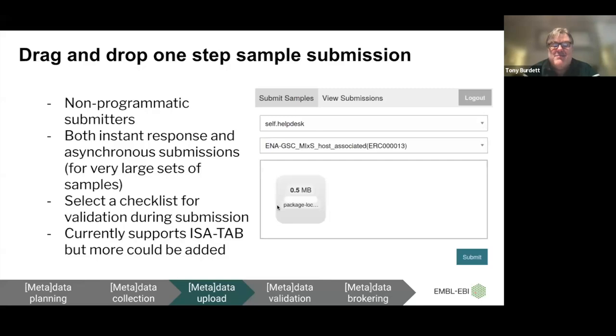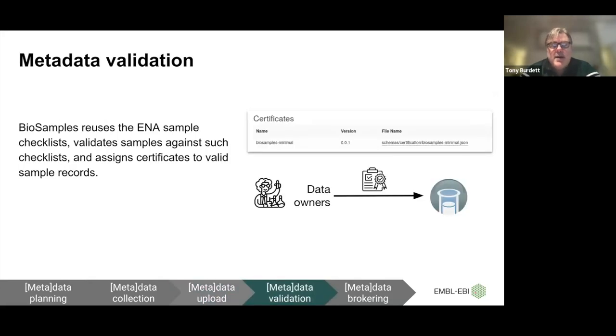Currently, this tool supports isotab, which in Elixir, at least, is quite a commonly used format for sample descriptions. We could support more if there's different ones. Usually, what we find is people capture their sample metadata in spreadsheets. Isotab's a spreadsheet format. And as you do the upload, we also have checklists like ENA again, we reuse some of the ENA ones. There are different collections as well. And we can have domain specific ones.